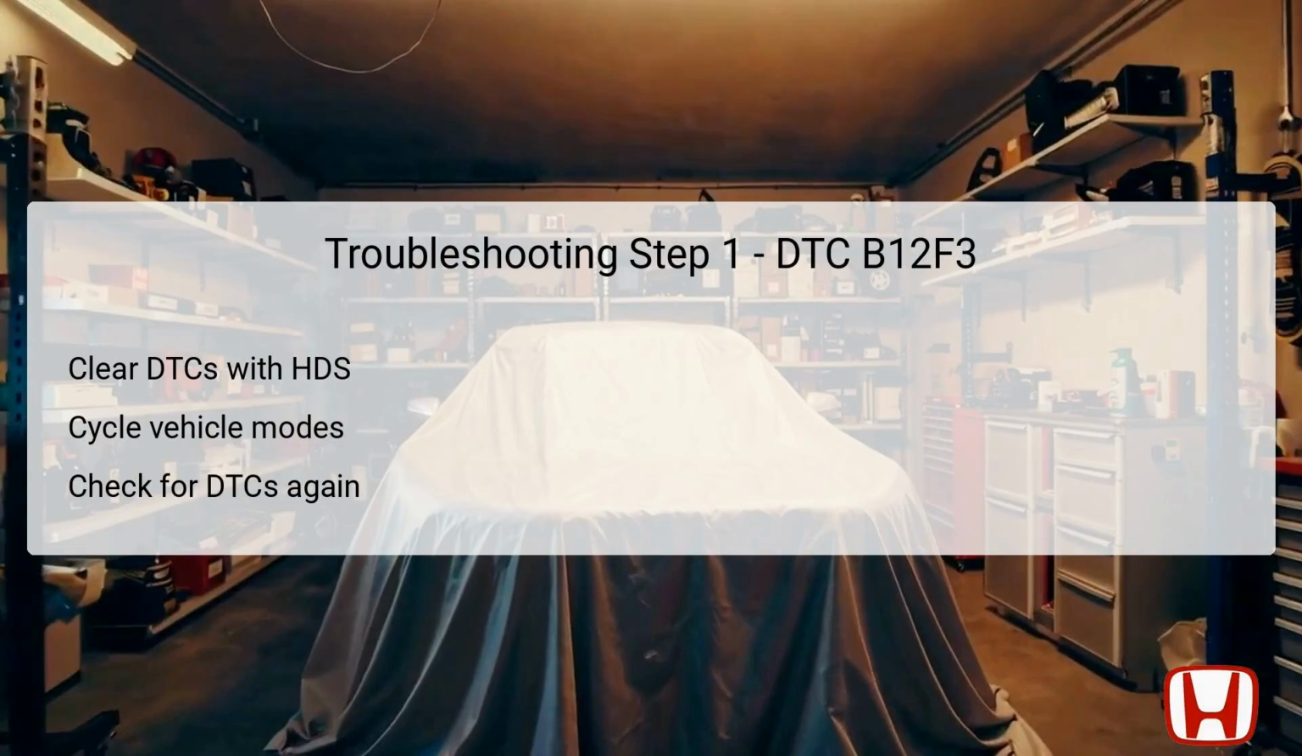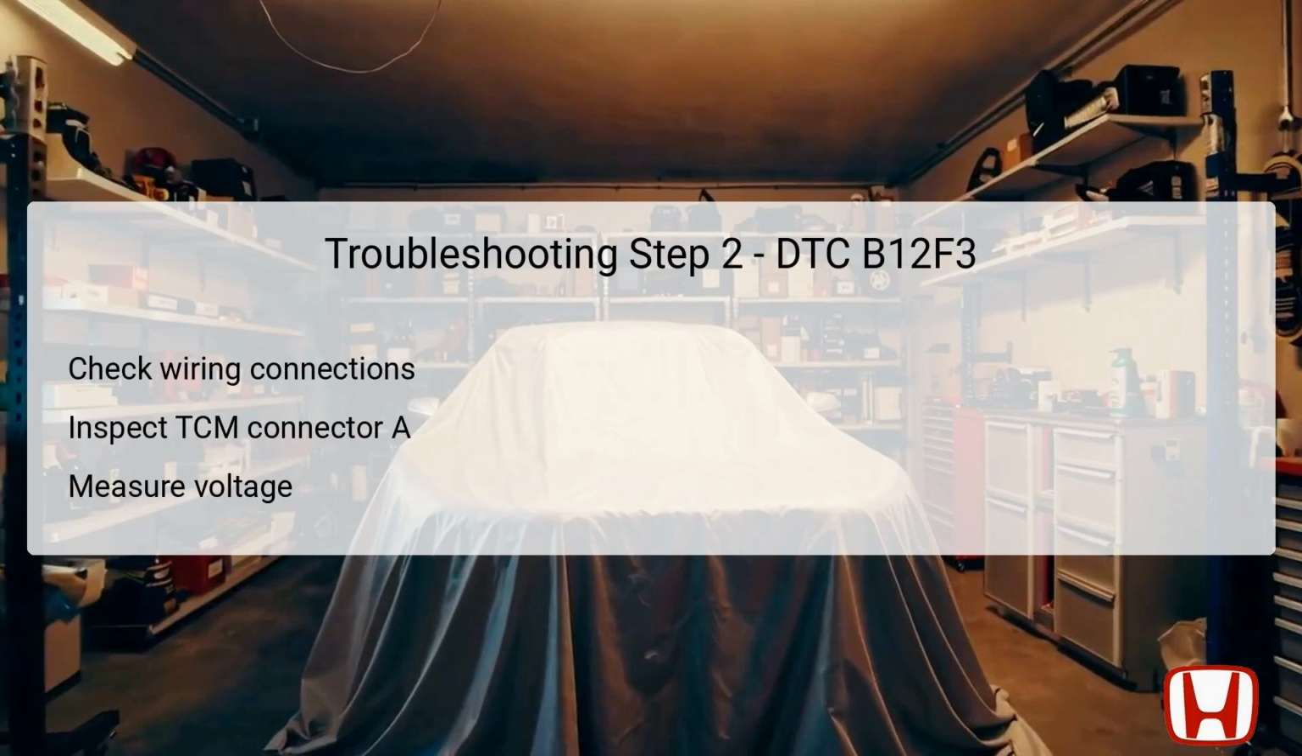After completing these cycles, check the system for DTCs once more using the HDS. If DTC B12F3 appears again, it's an indication that further investigation is required, proceeding to the next step. However, if it does not, the problem may be transient, possibly due to a loose connection. In this step, begin by ensuring the vehicle is in the off-lock mode.